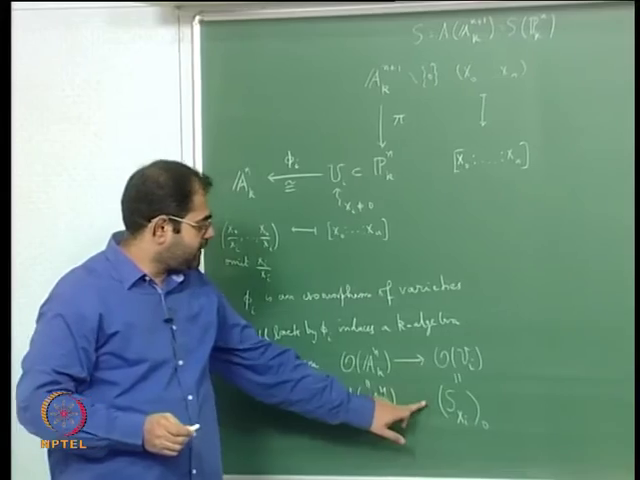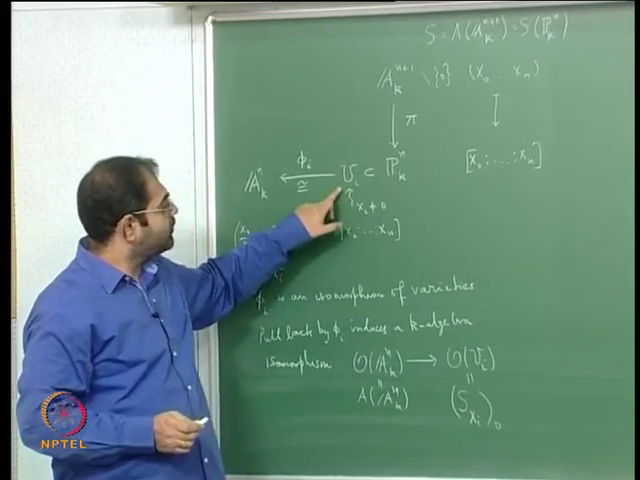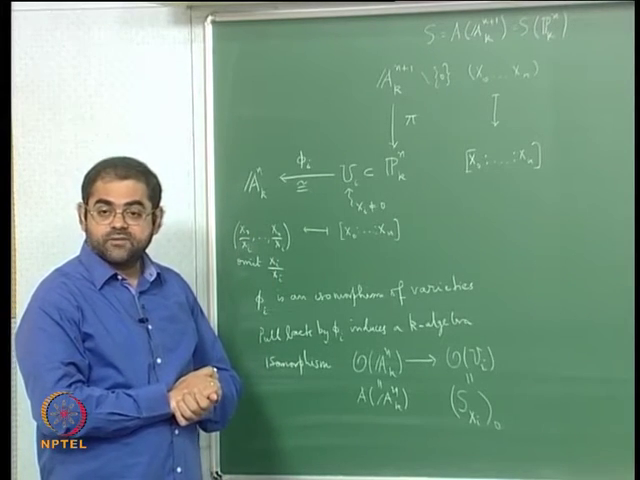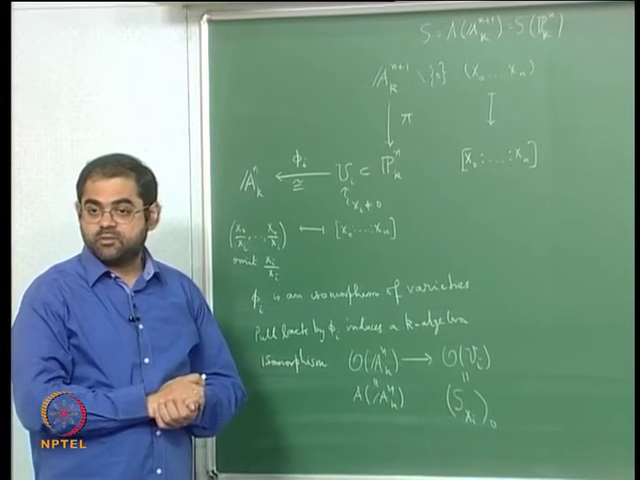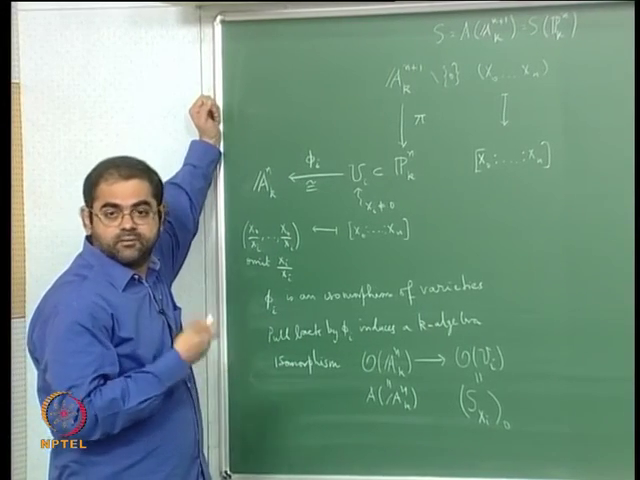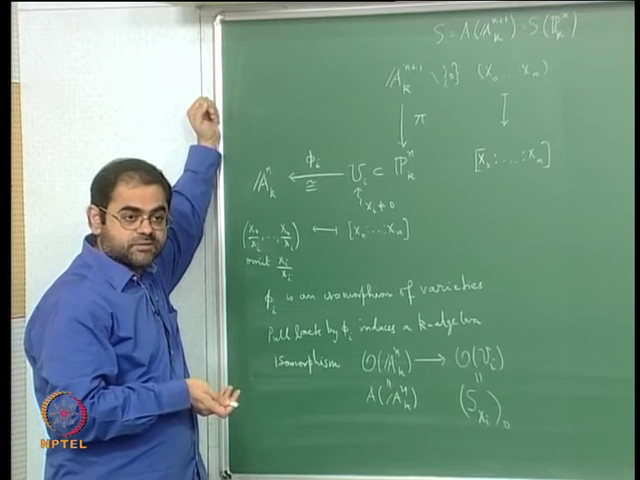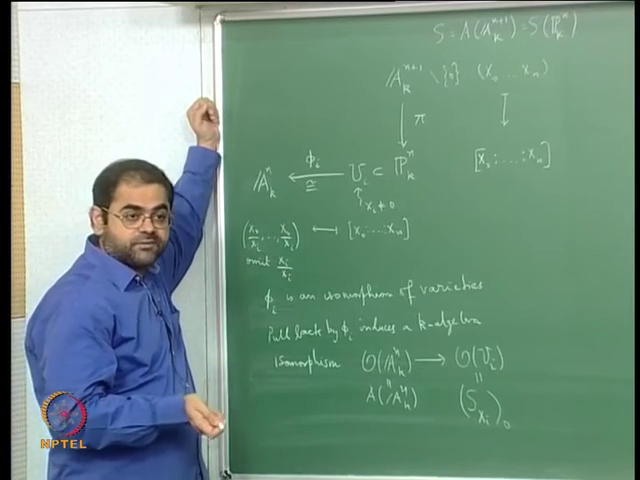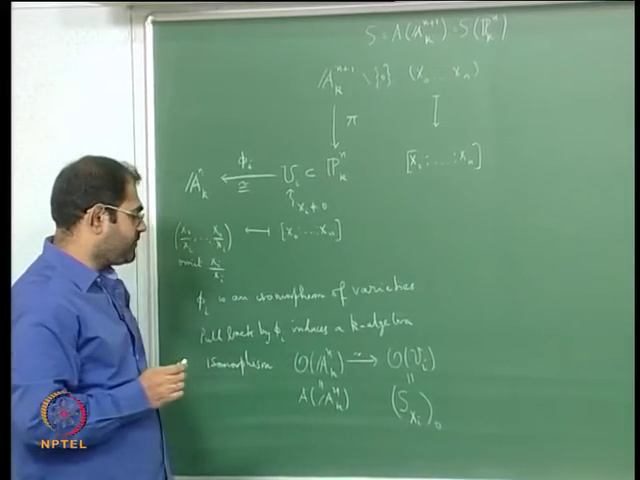So this is the ring of regular functions on this open subset of projective space. Mind you, on projective space a regular function is defined as something that is locally a quotient of homogeneous polynomials of the same degree, whereas in affine space a regular function is simply a quotient of two polynomials. Of course, it is supposed to be defined where the denominator polynomial does not vanish. So this is this isomorphism.